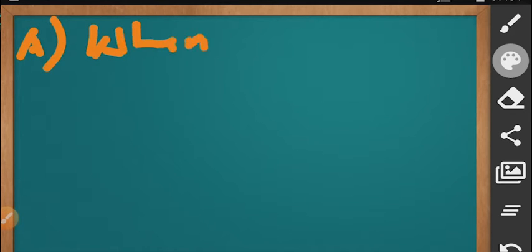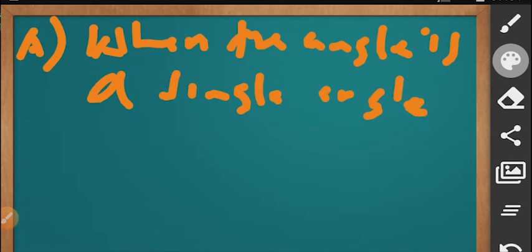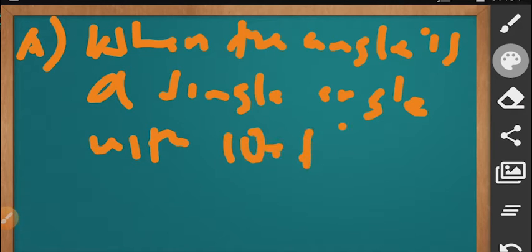So finding angles, we are going to first look at the first part: when the angle is a single angle with coefficient 1. The handwriting may be poor, but what I'm writing is what I'm speaking. So with the coefficient 1.